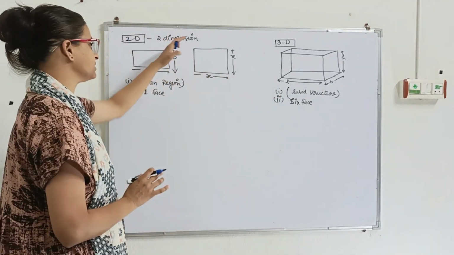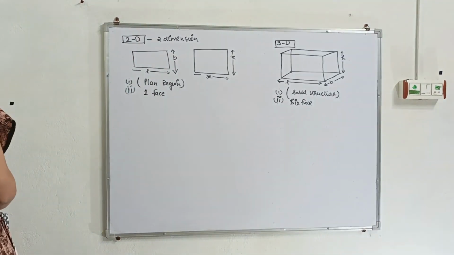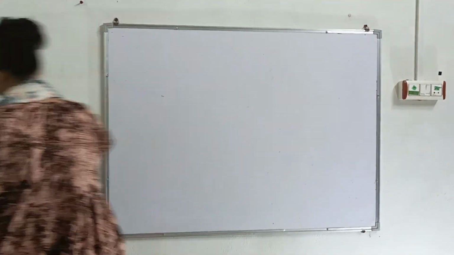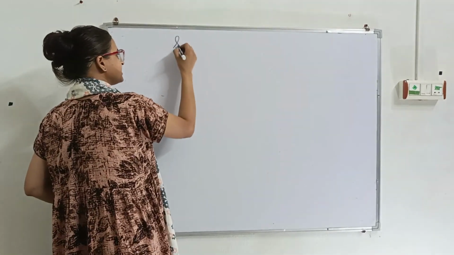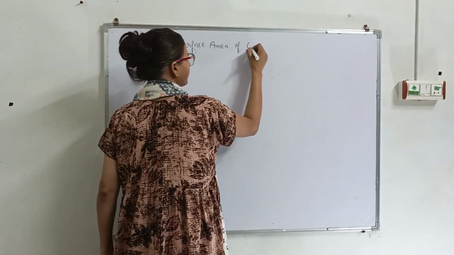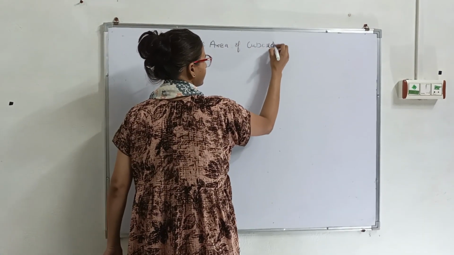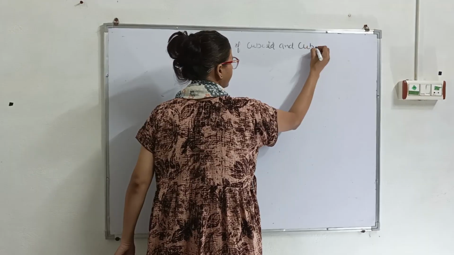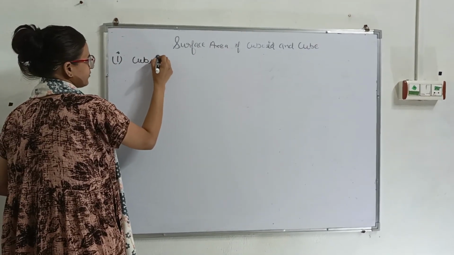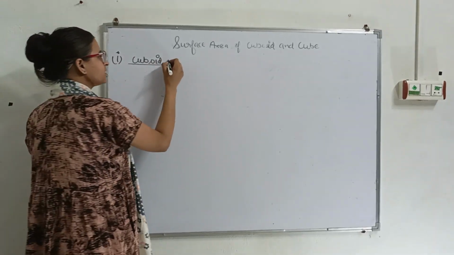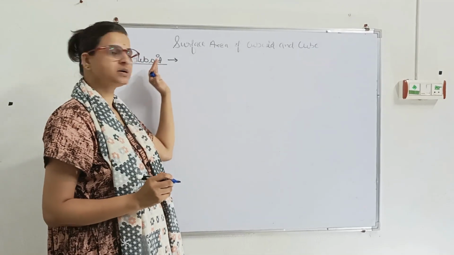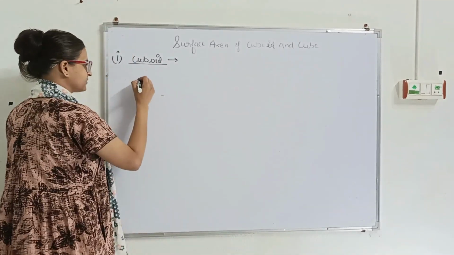So now we are discussing 3D structure topics. Today's topic is the surface area of cuboid and cube. First is the cuboid. A cuboid is bounded by six rectangular plane regions. It is bounded by six rectangular faces like this.